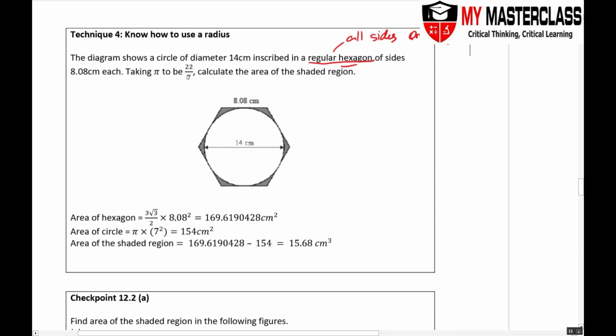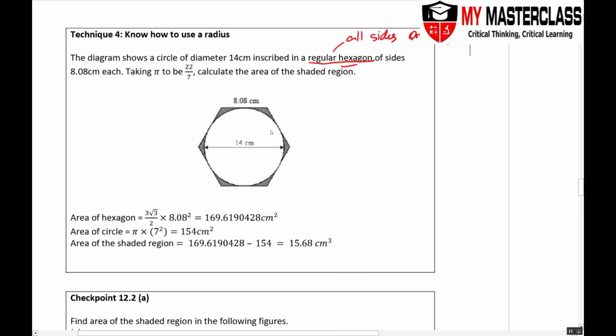Taking pi to be 22 over 7. So this is what I mentioned earlier: if they give you a certain value of pi to use, use this value here. Calculate the area of the shaded region. Essentially the technique of doing this question is to find the area of your hexagon minus away this area of circle that I don't want.